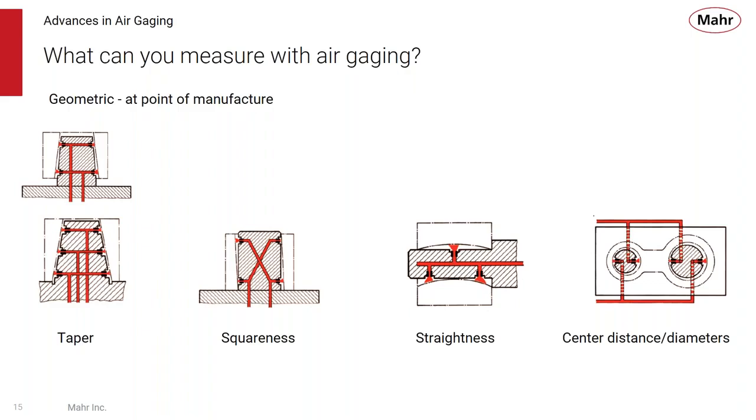So now you can get a good indication with an air tool of the taper of the part, or the squareness, or what the straightness is. You can also use it to measure center distance of the diameters. So you can get some geometric measurements out of a piece of air tooling.